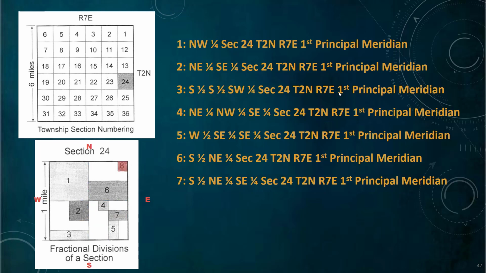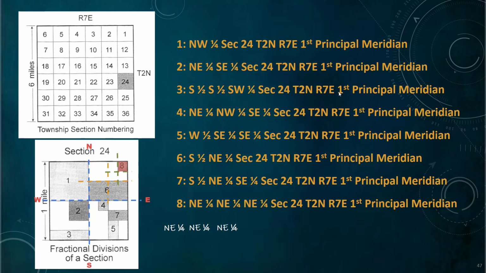All right, last one, number 8. Northeast quarter, divided again, northeast quarter, divided again, still northeast quarter. So northeast quarter of the northeast quarter of the northeast quarter of section 24. Township 2 North, Range 7 East, first principal meridian.